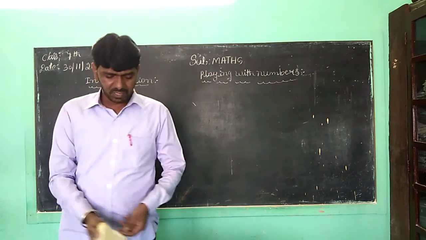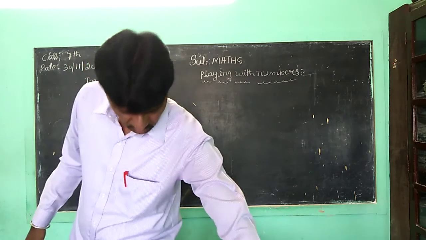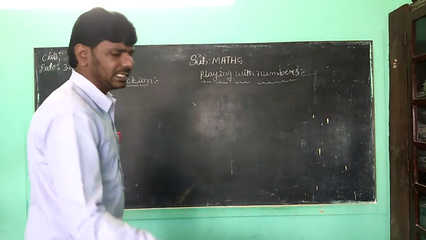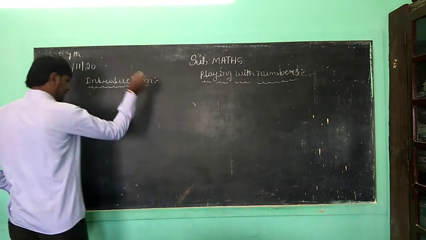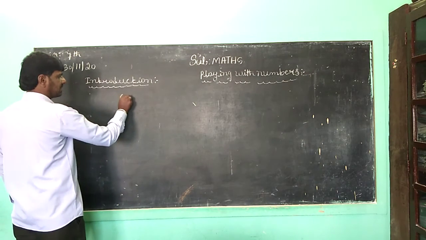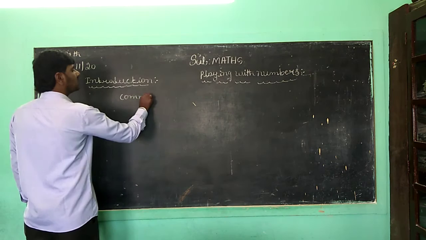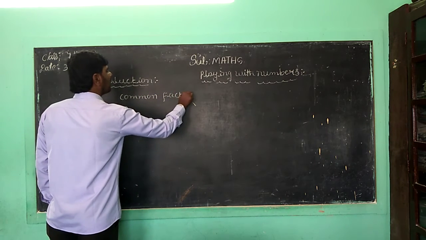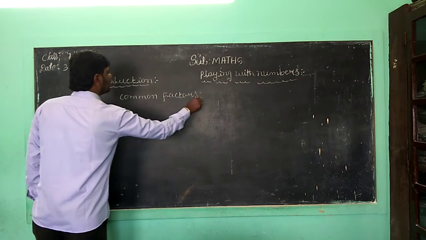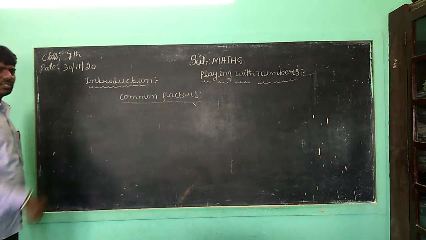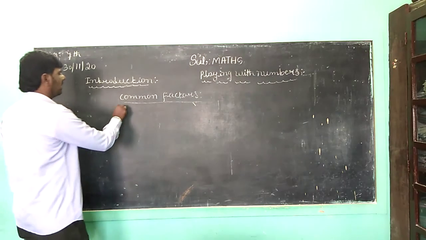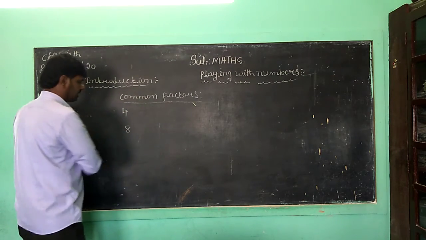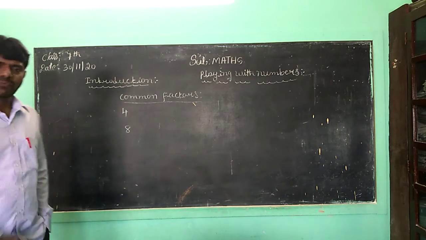See, children, common factors. Suppose you want to take 4 and 8. Correct, children? 4 and 8 is there. How to find common factors?